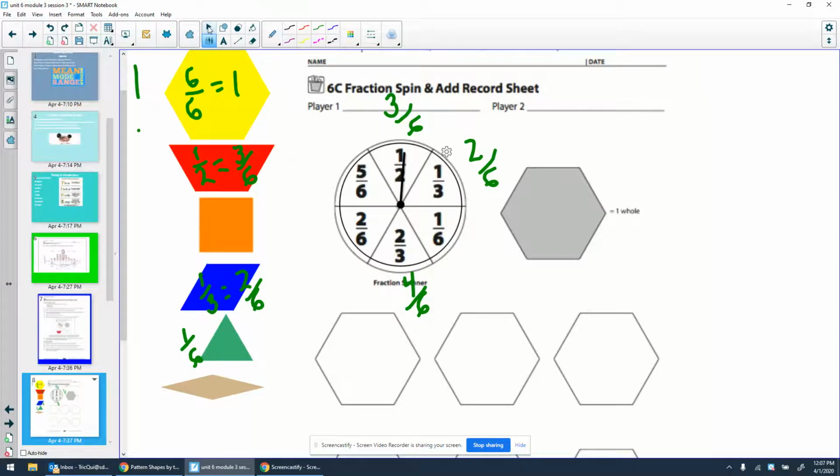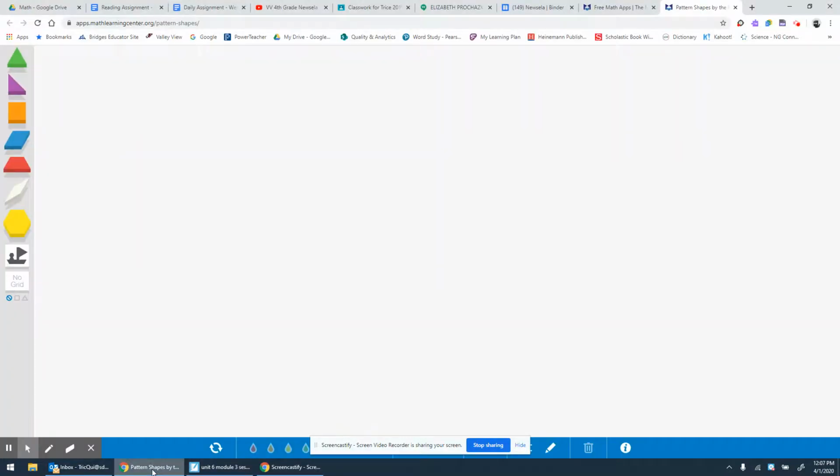So here we go. I'm going to spin. I get a 2/6, and then I need to spin again, and I get a 1/2. Now I'm going to jump over to my pattern blocks here. I have, let's see if I can draw with my pen. I have a 2/6 and a 1/2. I apologize. I can't write on here. We'll just have to remember those numbers.